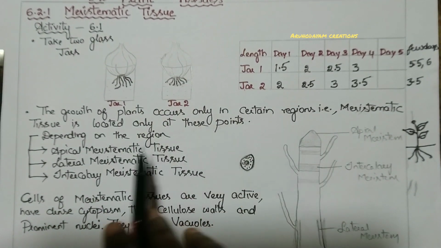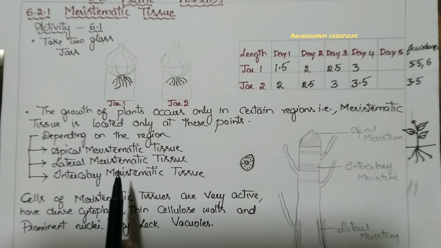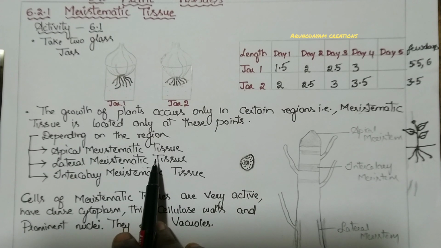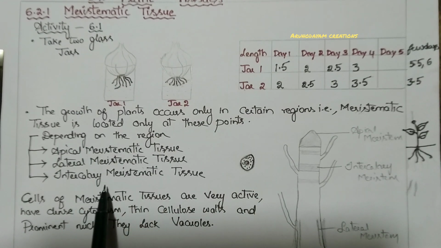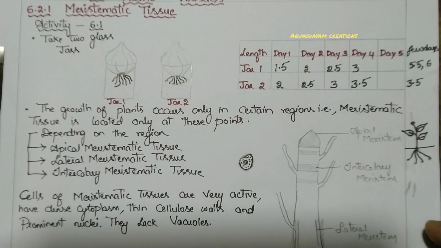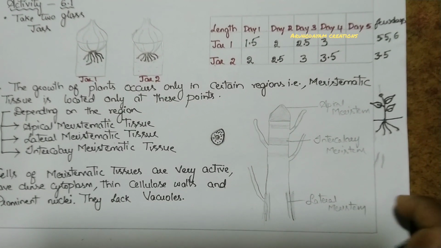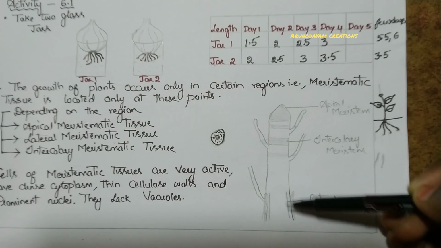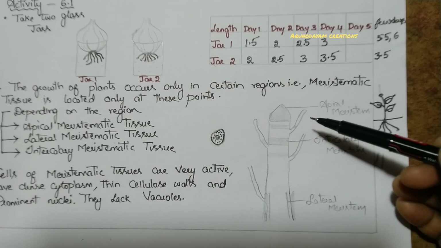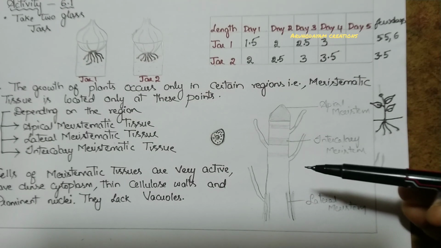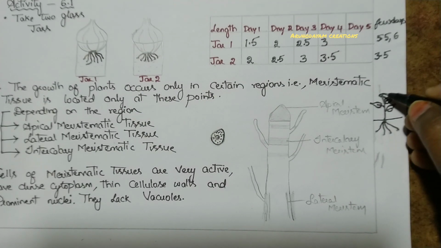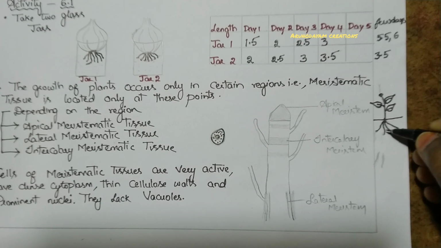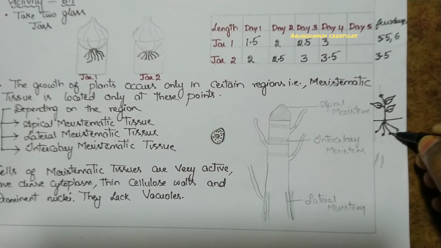Next, meristematic tissues, depending on the region they are located, are divided into three types: apical meristematic tissue, lateral meristematic tissue, and intercalary meristematic tissue. First one is apical meristematic tissue. For example, this is a plant. Apical meristematic tissue will be present in the tip portions of the stems and tip portions of the roots.